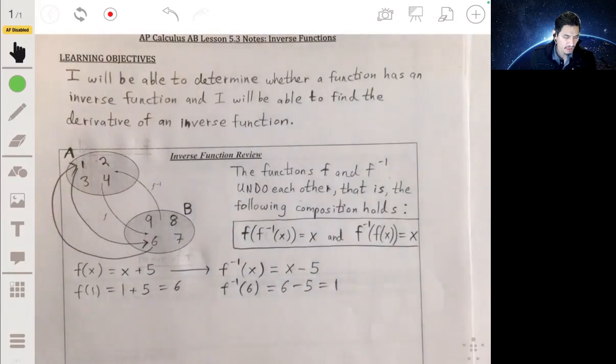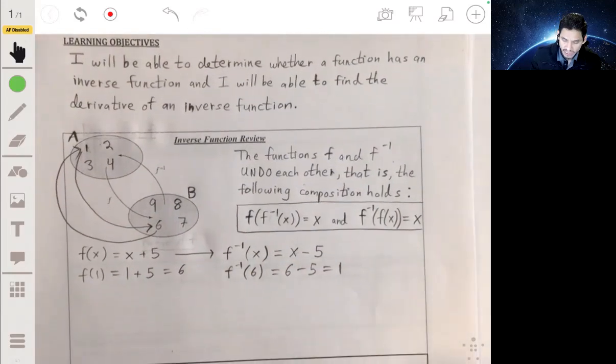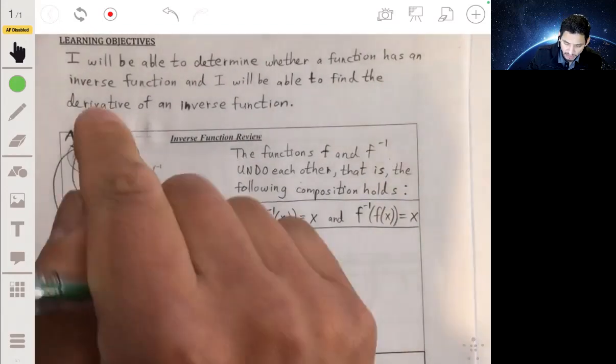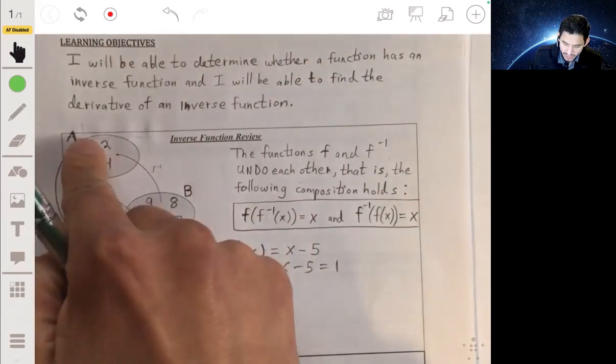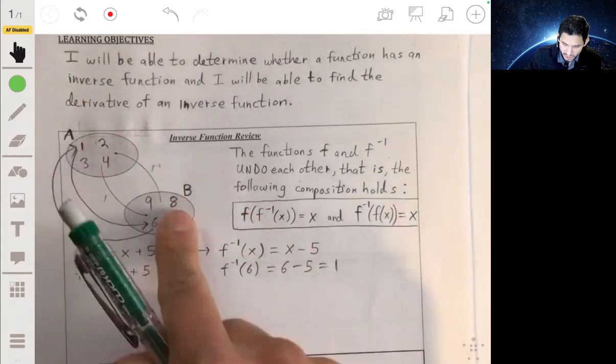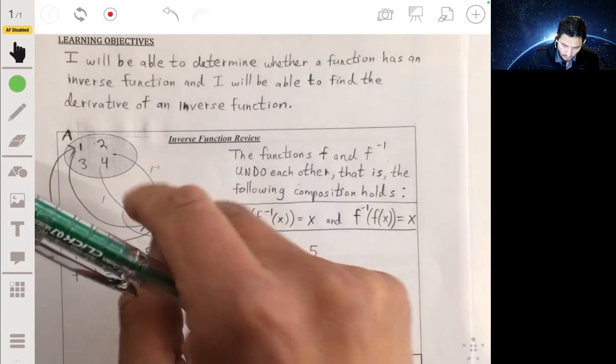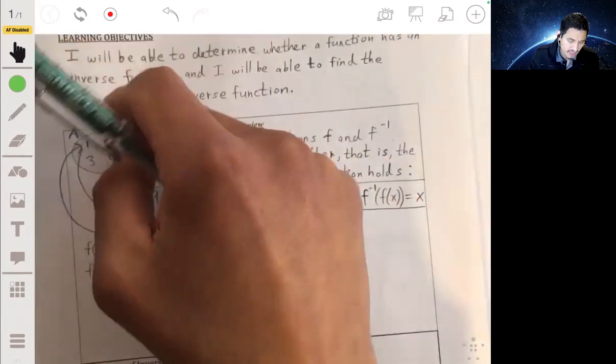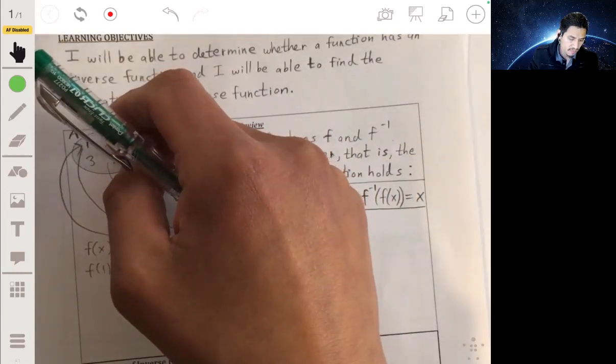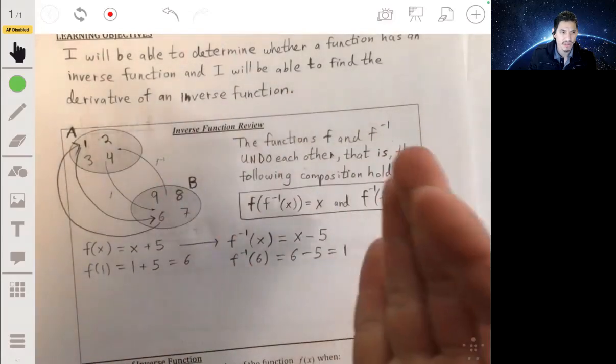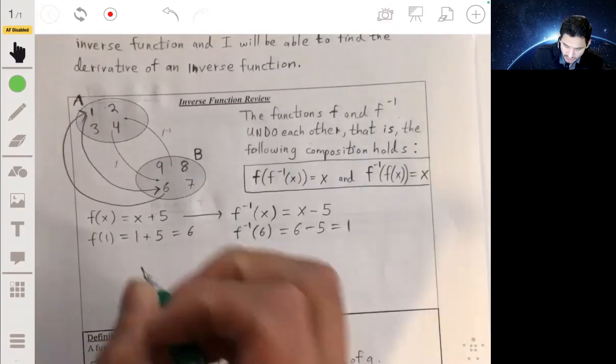So what we can then show right here, just logically, is if this is the domain of F, A, then this is the range of F. But if this is the domain of F inverse, then this is the range of F inverse. So they basically become each other. They can basically get flipped. So let's write that down.